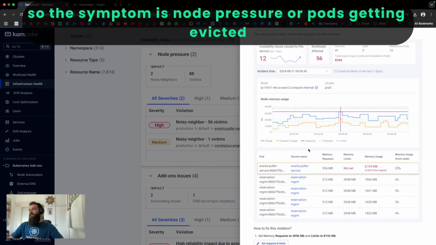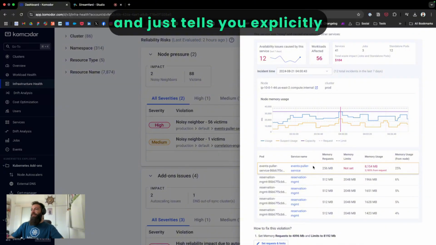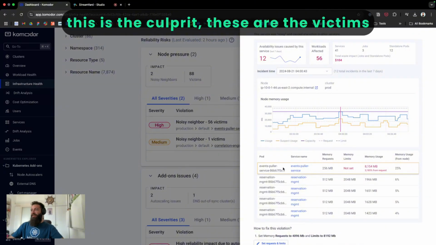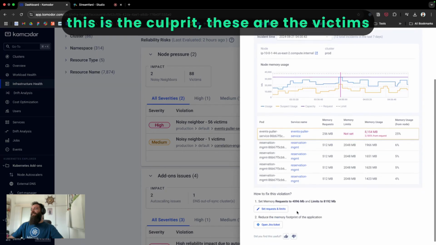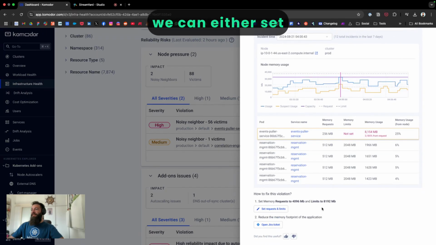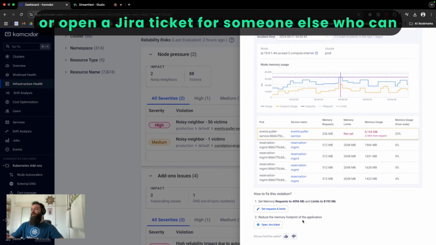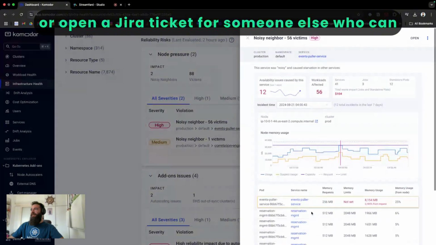So the symptom is node pressure or pods getting evicted, but Komodor saves you all that second guessing and just tells you explicitly, this is the culprit, these are the victims, this is what you need to do to fix it. In this case, we can either set correct requests and limits for this pod or open a Jira ticket for someone else who can.